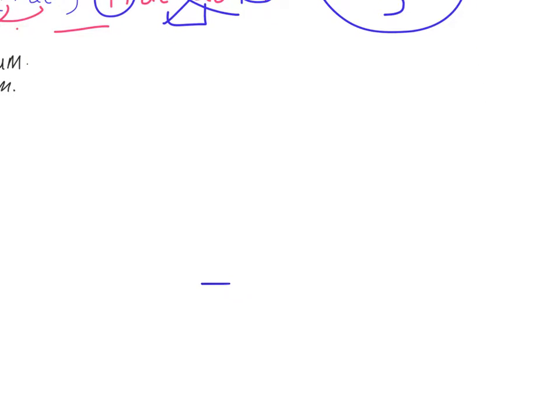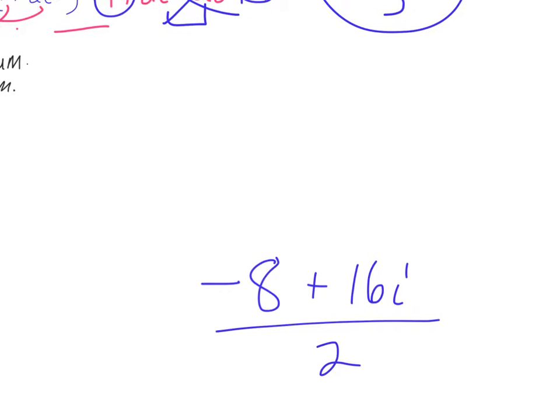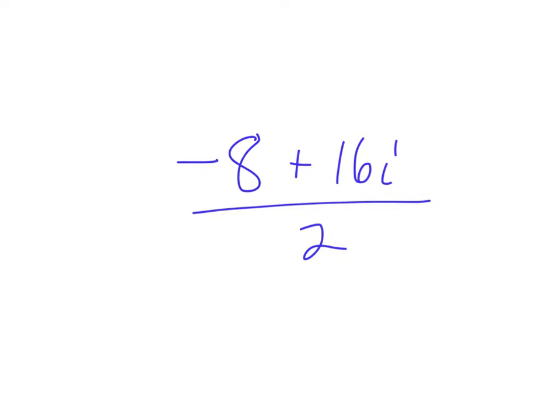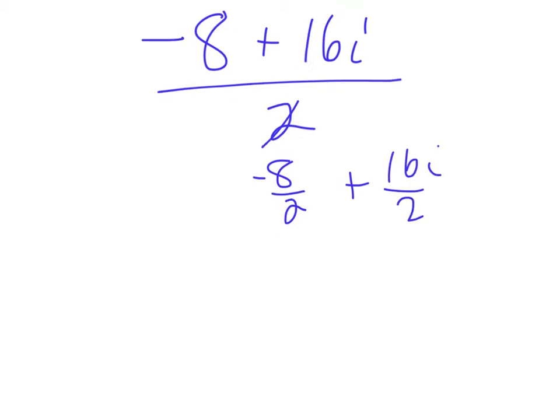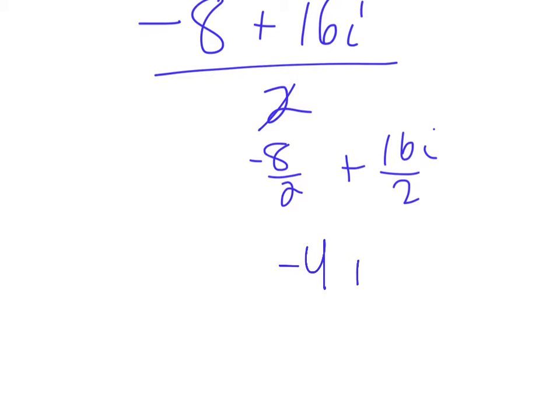If you worked out a problem and it came out to be like negative 8 plus 16i over 2, what do you notice about 8, 16, and 2? They're all divisible by 2. So you'd have to simplify. You divide everything. Yep, everything. So if I were you, I would rewrite it as this. And we divide by positive 2 because that's a positive 2. Like this. So I have negative 4 plus what?